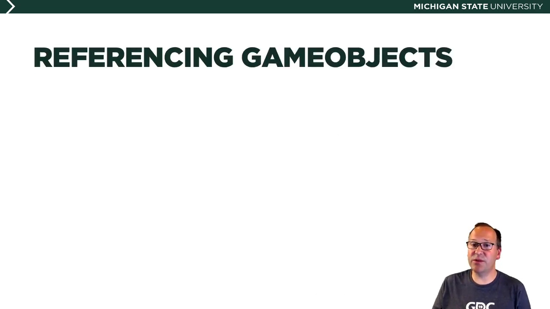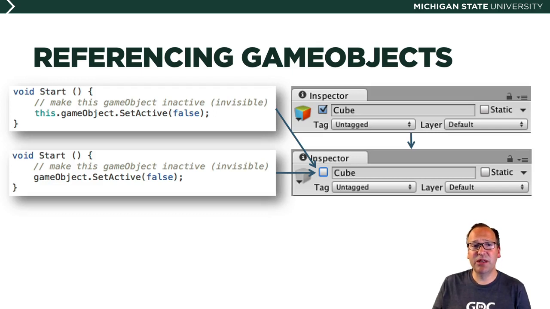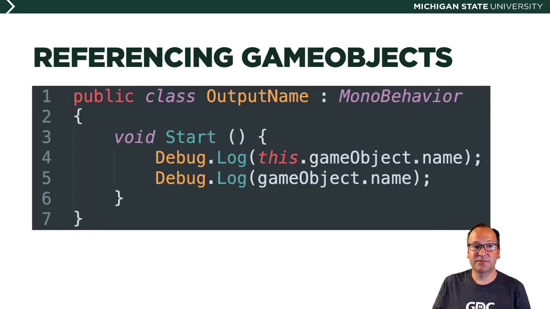One common thing that we do in scripts is modify game objects in some way. When a script is attached to a game object, we can reference the game object in the script as this.gameObject, or just gameObject for short. For example, these two start functions do the exact same thing. They set the game object that the script is attached to inactive. This is the same thing as clicking the active-inactive checkbox in the inspector, except of course it is done dynamically at playtime. In this script, the name of the game object is outputted to the console window in the Unity editor twice. That is, both lines do the same thing.